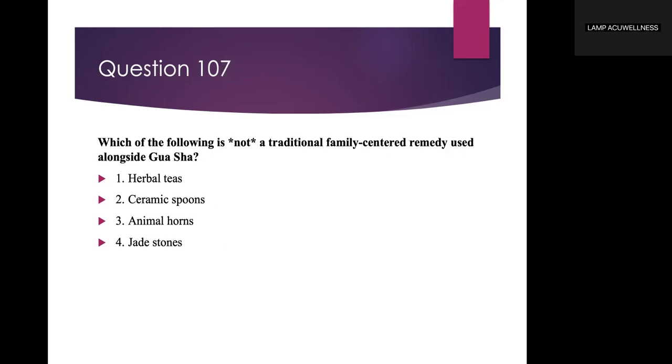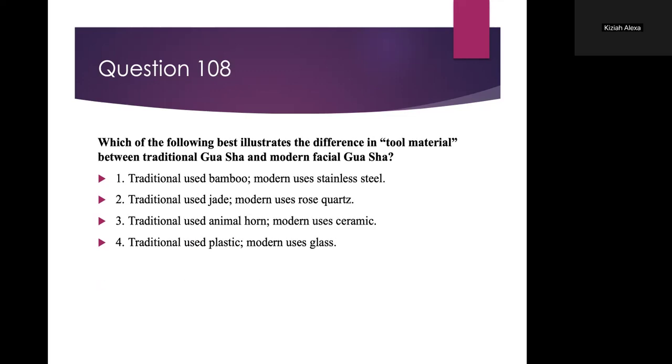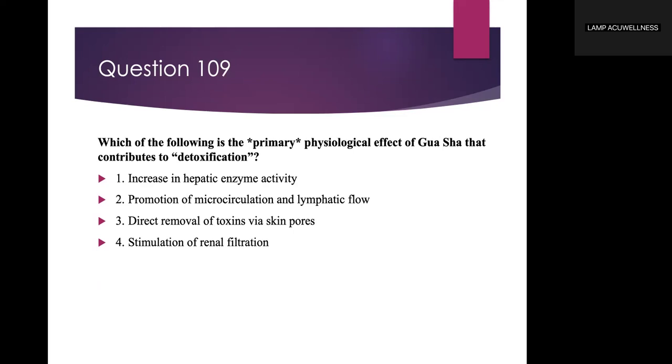Which of the following is not a traditional family-centered remedy used alongside gua sha? Herbal teas. Which of the following best illustrates a difference in tool material between traditional gua sha and modern facial gua sha? Traditional use jade. Modern use rose quartz. Which of the following is the primary physiological effect of gua sha that contributes to detoxification?